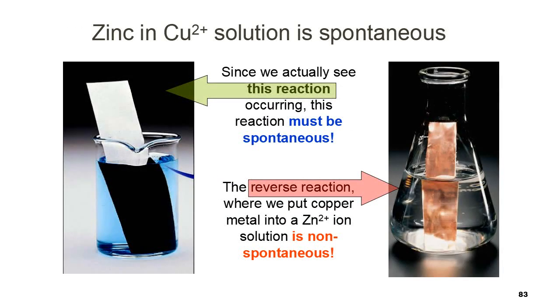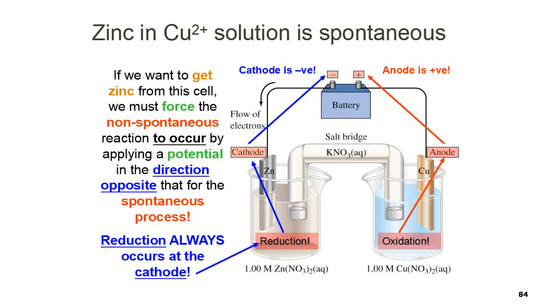Consider a zinc metal placed into a copper 2+ ion solution. Since we can actually see this reaction taking place, this reaction must be spontaneous. The reverse reaction, where we put copper metal into a zinc 2+ ion solution, is non-spontaneous. Also, if we want to get zinc from this cell, we must force the non-spontaneous reaction to occur. This is achieved by applying a potential in the direction opposite that for the spontaneous process. In that case, reduction always occurs at the cathode.